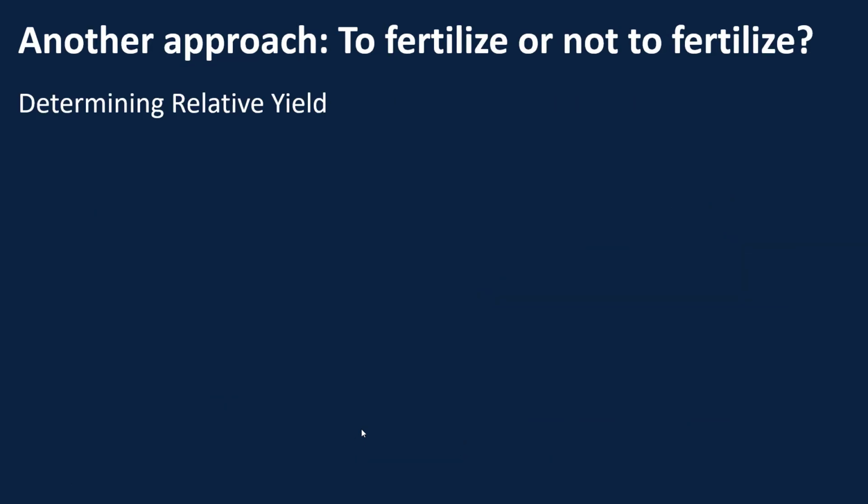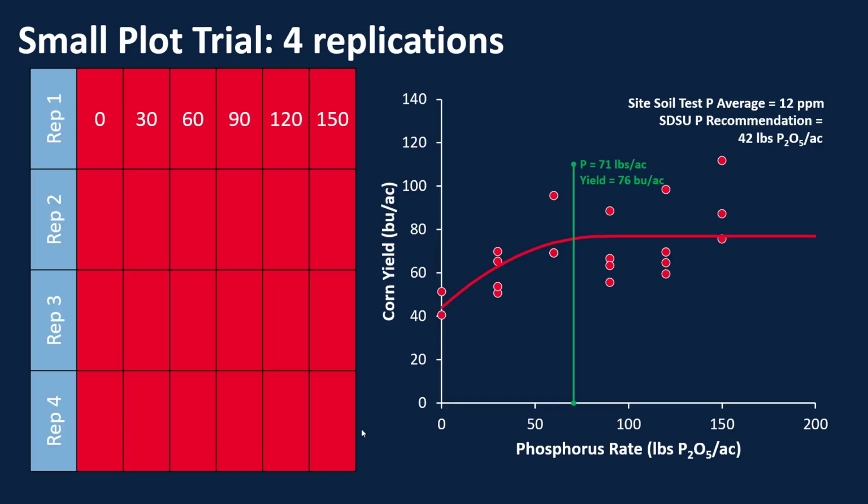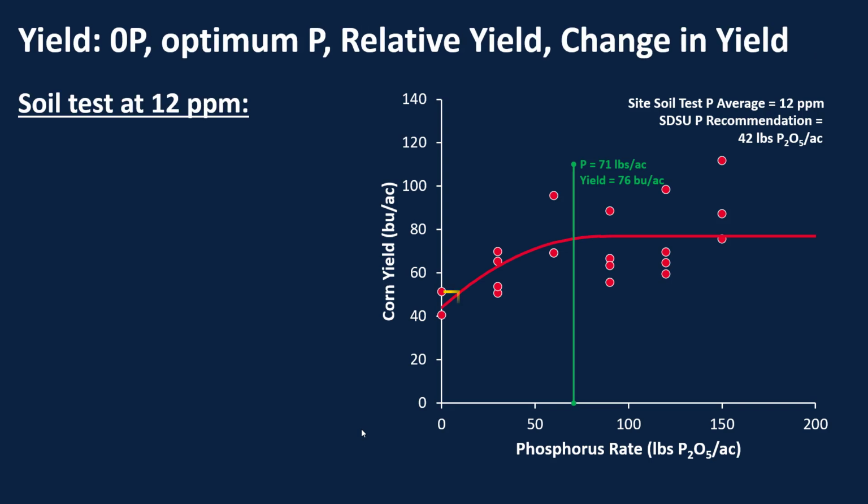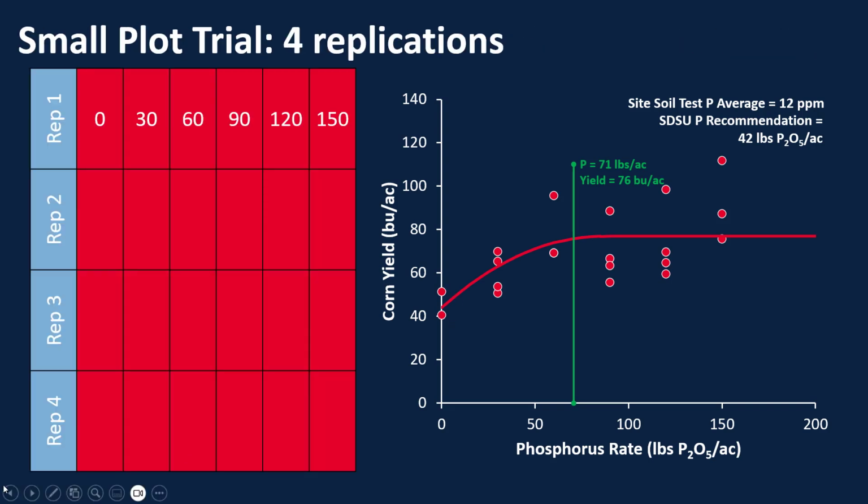Another way to choose whether they're going to be fertilized or not fertilized is to look at relative yield. And relative yield is calculated pretty simply by using these small plot trials where you put out rates from 0 to 150 pounds per acre in different rate increments. You get graphs that look like this.